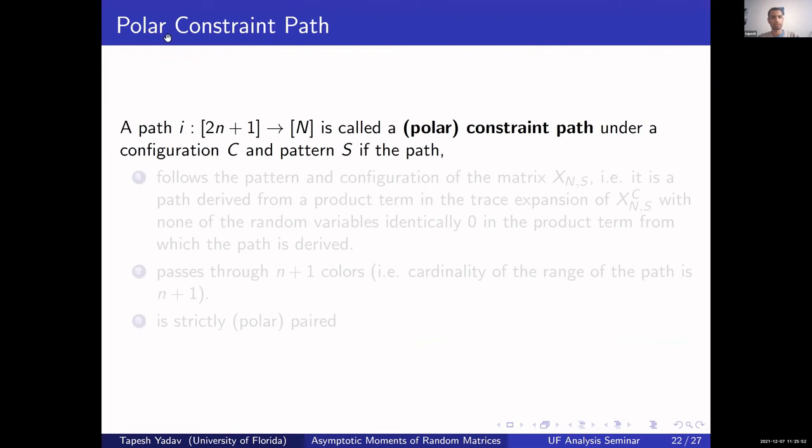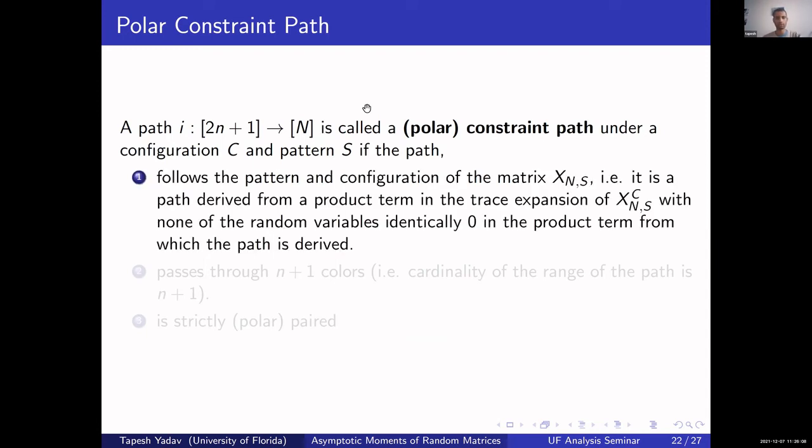Now these are the paths which became central in our results. Polar constraint path: a path I from 2n plus 1 to n is called a polar constraint path under configuration C and pattern S if the path follows the pattern and configuration of the matrix X_n^{S,C}. That is, it is a path derived from a product term in the trace expansion of X_n^{S,C}, with none of the random variables identically 0 in the product term from which the path is derived.